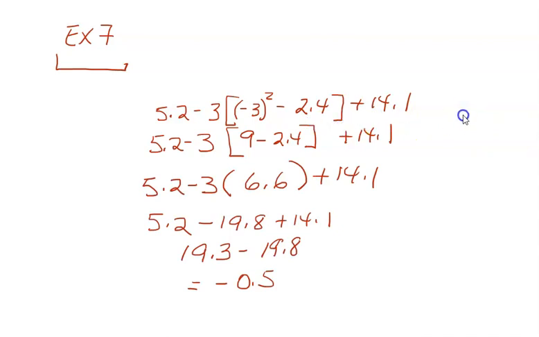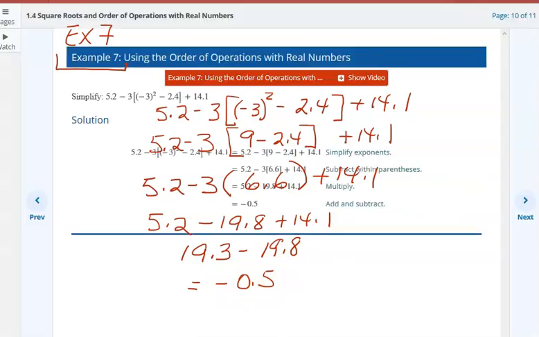Here, working with the decimals can be a challenge, but what I did is I did this subtraction here after I computed that, got a 6.6, multiplied it by a negative 3, got a negative 19.8, added the 5.2 and the 14.1, and got a 19.3 minus your 19.8, and I ended up with a negative 0.5. And if we check our work here, there it is. Okay.